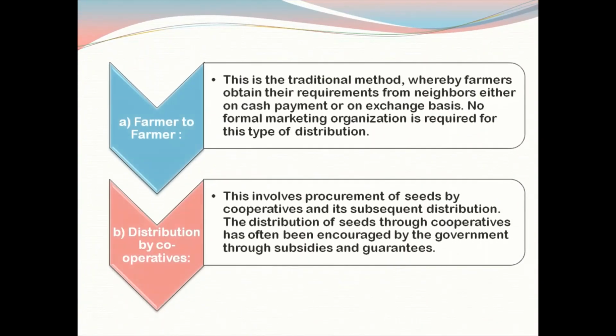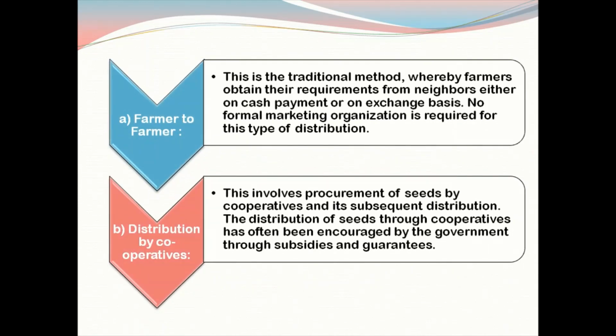Farmer to farmer. This is the traditional method whereby farmers obtain their requirements from neighbors either on cash payment or an exchange basis. No formal marketing organization is required for this type of distribution. Distribution by cooperatives. This involves procurement of seeds by cooperatives and its subsequent distribution. The distribution of seeds through cooperatives has often been encouraged by the government through subsidies and guarantees.